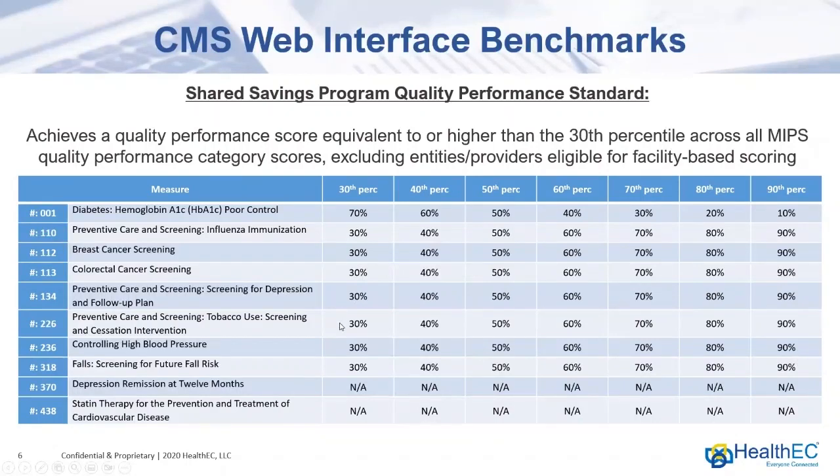Now, if you are familiar with benchmarks from the MIPS reporting program, you may know that the benchmarks don't necessarily look like this. Under the CMS web interface program, CMS did apply what's called a flat benchmarking methodology, where you can see it goes from 30, 40, 50, and so on. However, in the case of the diabetes A1C poor control, that's an inverse measure. So you can see the performance goes opposite. Obviously, we want fewer patients that have a high A1C. So that's why that measure goes in the opposite direction for the benchmark, also known as an inverse measure.